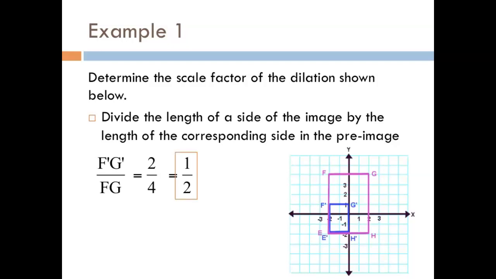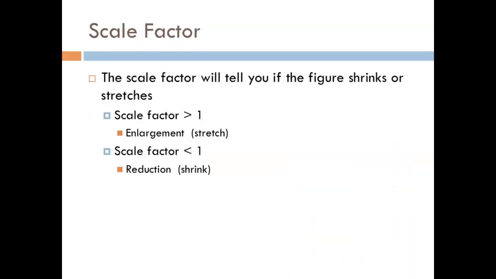Now the scale factor is going to tell you if the figure shrinks or stretches. You'll see here in example 1 that if the original image is EFGH and the resulting image is E prime F prime G prime H prime, this has shrunk. So if the scale factor is greater than 1, then this will be an enlargement or a stretch. But if the scale factor is less than 1, then this is a reduction or a shrink.